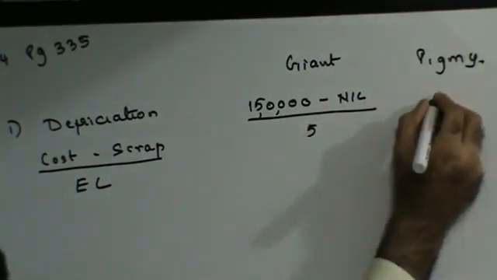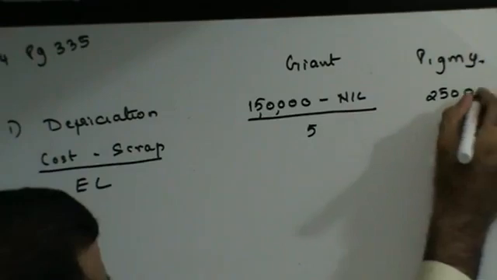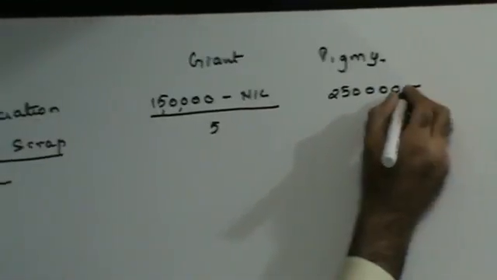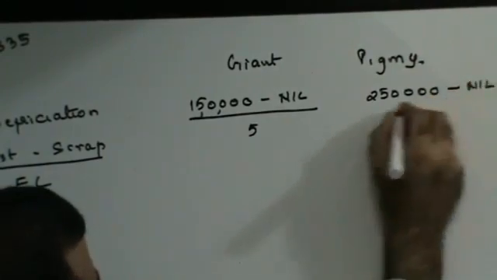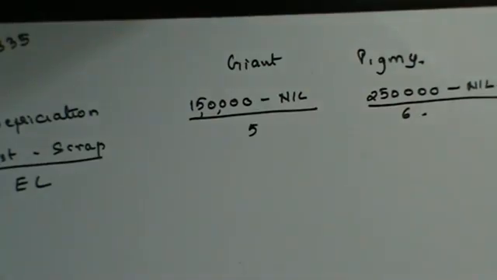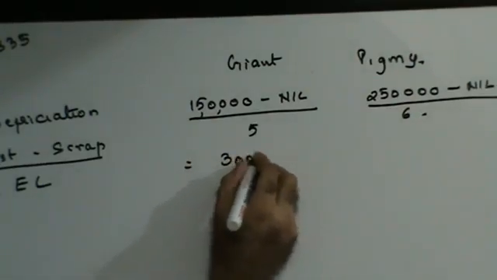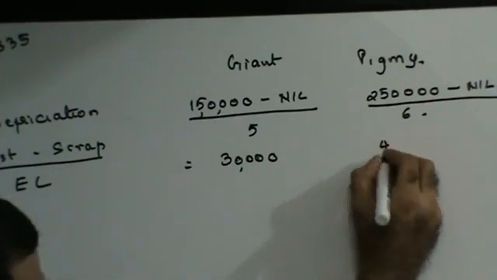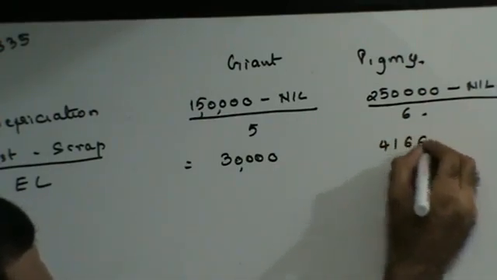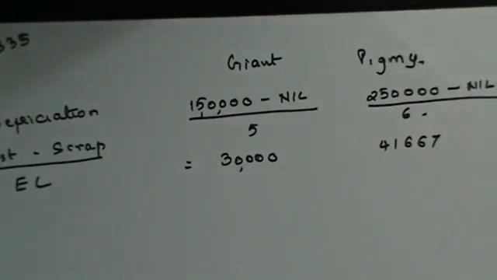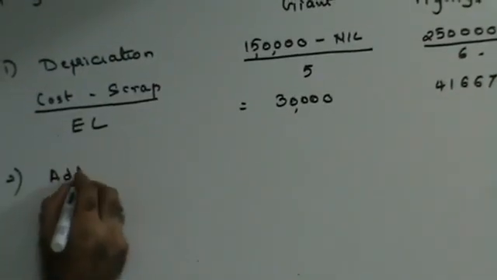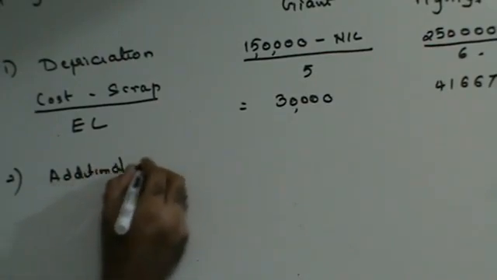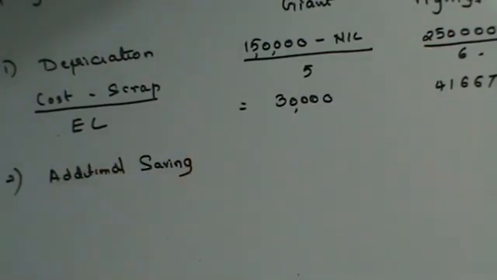In the second case, the cost of the asset is 2,50,000. Scrap value is not given to you, and this is 6 years, right? So you should be able to get the depreciation 30,000 here, and 41,666 here. We'll take that as 41,667. Next, let's calculate your cash inflow, for which first let's find out additional savings.